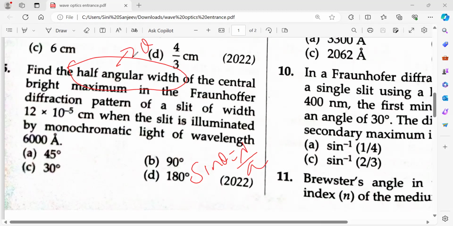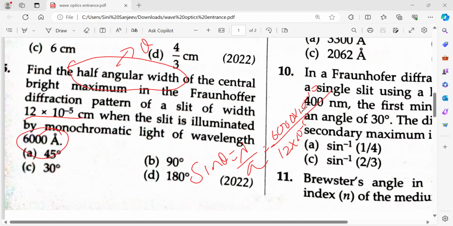Correct? So what is given? Slit of width 12 into 10 power minus 5. And what is my lambda? 6000 Armstrong. So 6000 into 10 power minus 10 divided by 12 into 10 power minus 5. So I just do a simple calculation and I'll be getting the answer.